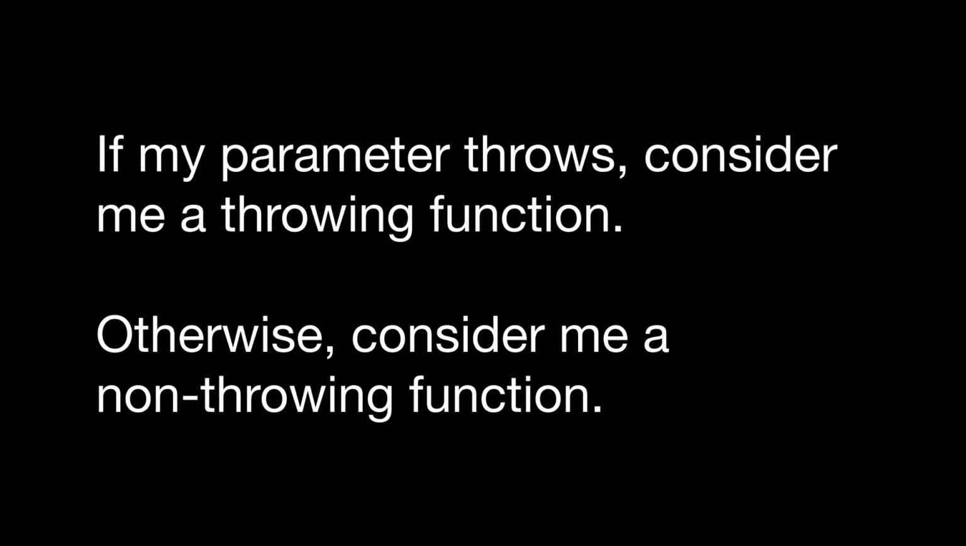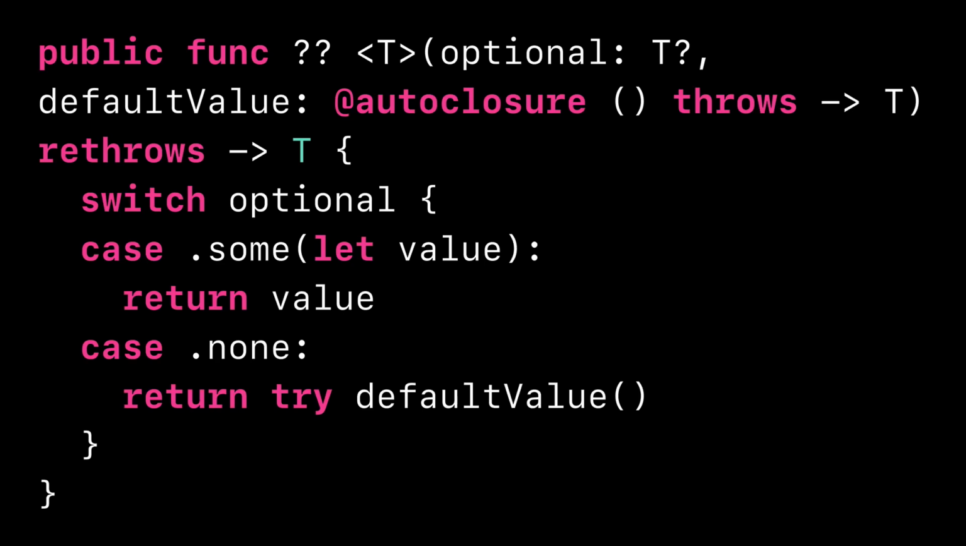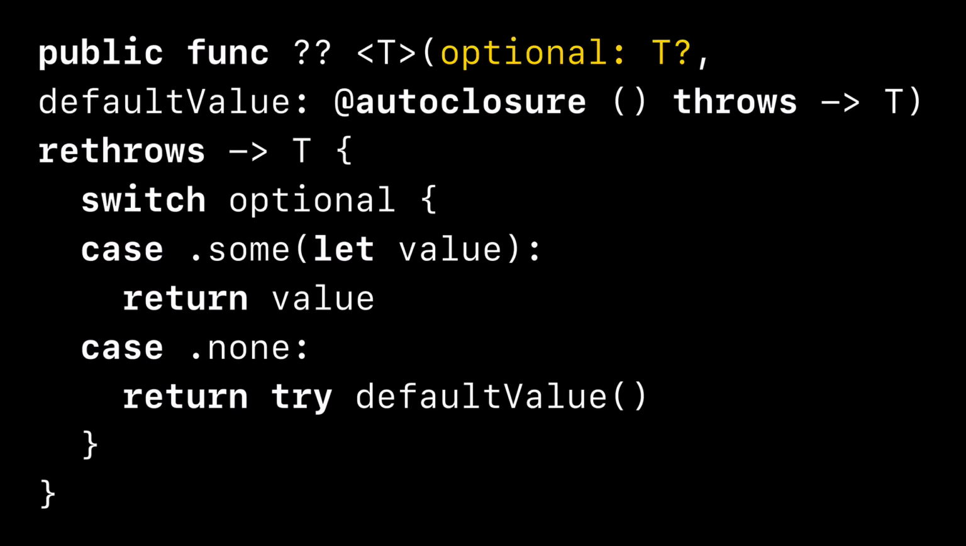It's really, really useful. Here's the complete code for the nil coalescing operator. You can see here, on the left-hand side is an optional T of some sort. The right-hand side is a default value. Again, autoclosure throws returns a T. It then reads the optional. If it has a value, it unwraps it and returns it. If it does not, it tries using the default value. And again, here's our friend rethrows, because that default value might throw, it might not. But if it does throw, then the nil coalescing operator also throws. But if it doesn't throw, it will not throw.